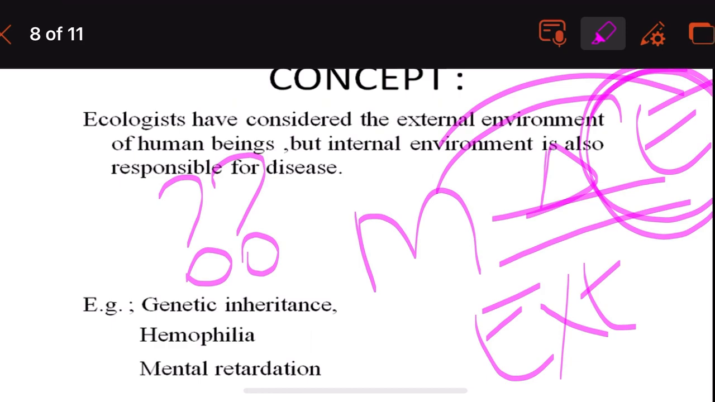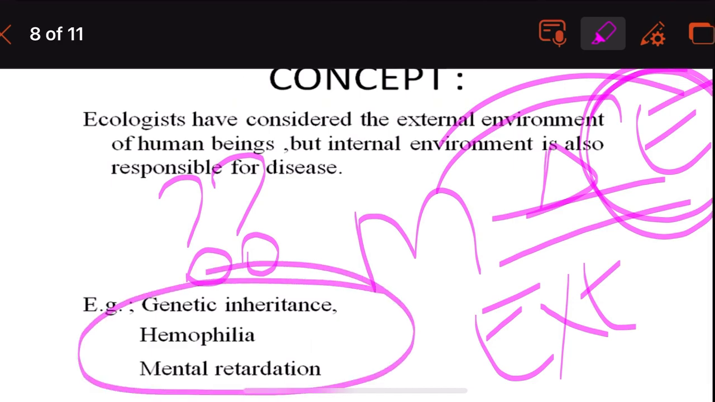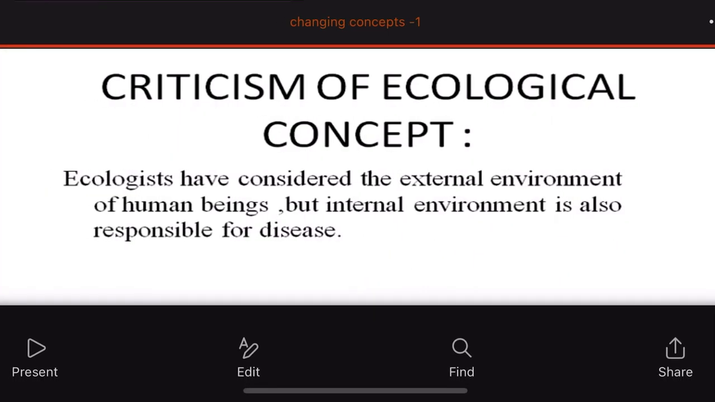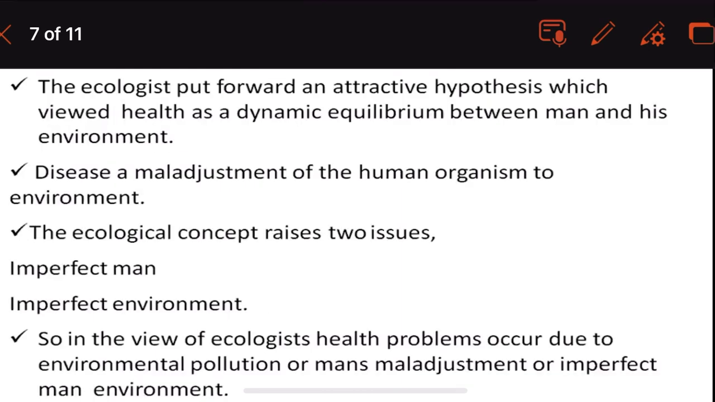How are you going to justify the genetic inheritance which is leading to many sorts of diseases, the chromosomal abnormalities, mental retardation, hemophilia? All these diseases cannot be justified by the external environment. It is obviously because of the inheritance and the internal environment, the chromosomal abnormalities involved. So I hope the ecological concept is clear.